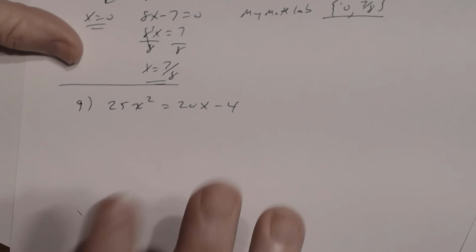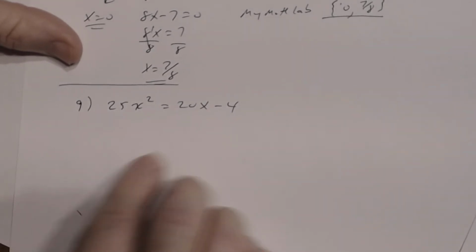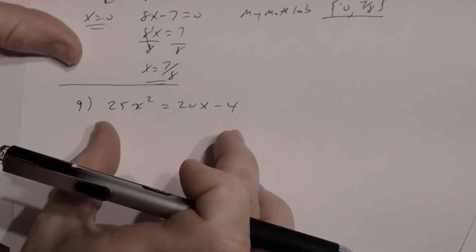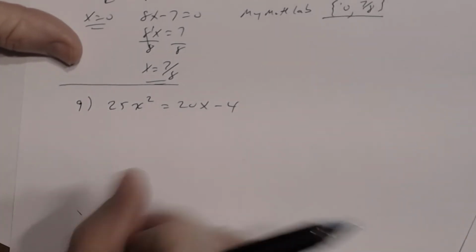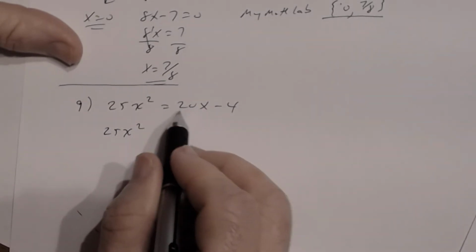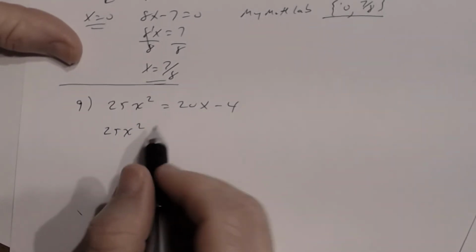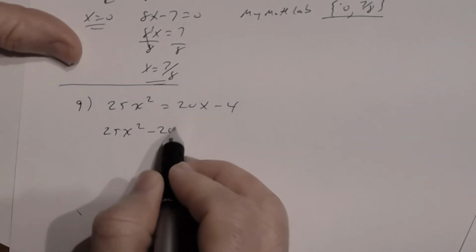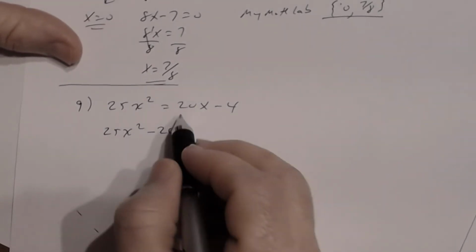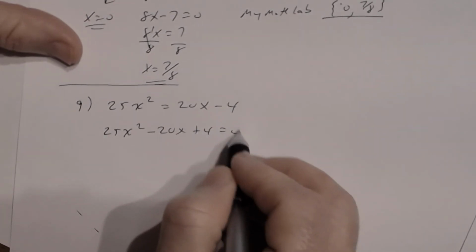It's not in standard form, so I'm going to subtract 20x from both sides, and I'm going to add 4 to both sides. So basically, when I do that, I'll go from here to this. I get 25x squared. When I transpose 20x to the other side, I get minus 20x, and the negative 4, when I bring it to the other side, I have to add 4 to both sides. I get plus 4 equals 0.